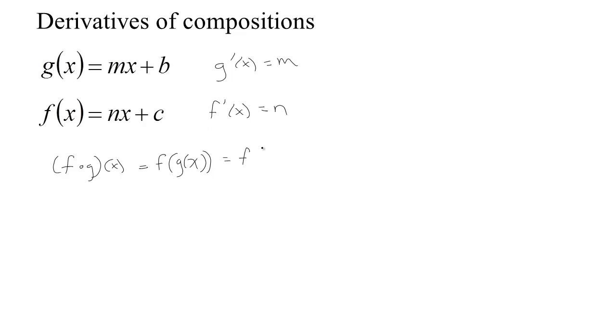Well, let's see. g takes whatever you give it, and it gives back mx plus b. And then f's job is to take whatever you give it, multiply it by n, and then add c. So I'm going to take n times (mx plus b), and then I'll add c. With a little simplification, I can see that this is going to give me (nm)x plus nb plus c. Now these are constants, right? So we composed two linear functions, we got another linear function, and the slope of this function was the product of the two slopes. Now that in general is true.